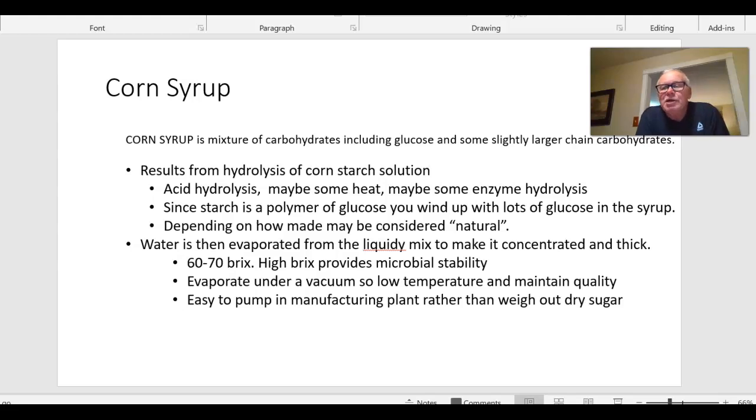You can probably call this natural, maybe, depending on how you make it. And then you take this thin, liquidy material that's got a lot of glucose in it now, and you want to concentrate it down so it becomes a syrup. Let's say after you hydrolyze it, it's 15 Brix. Again, I'm making this up. You're going to concentrate it to about 60 or 70 Brix to make it kind of syrupy. It makes it more stable in terms of microbiology.